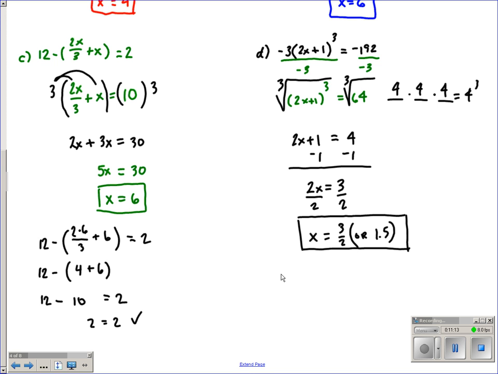For checking, let's plug it back in. I'm going to plug in the 3 halves. I'm going to say negative 3 times 2 times 3 halves plus 1 all to the third power equals negative 192. 2 times 3 halves is 3. 3 plus 1 is 4. So we have negative 3 times 4 to the third power equals negative 192. 4 to the third power is 64. So negative 3 times 64 equals negative 192. And you know that you are correct.